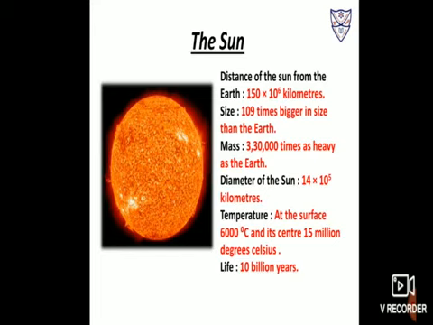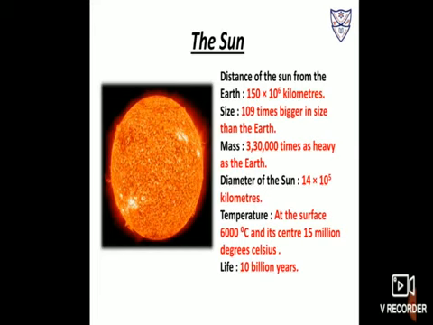Now students, let us discuss the first celestial body, that is the sun. The sun is the nearest star to the earth. It is the star around which the earth, planets and celestial bodies revolve. So the sun is the head of the solar system.